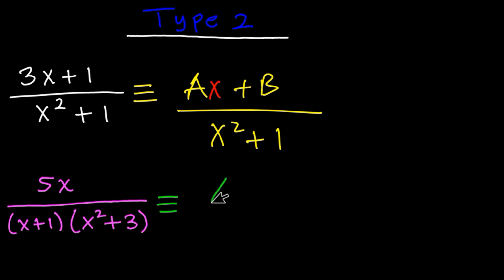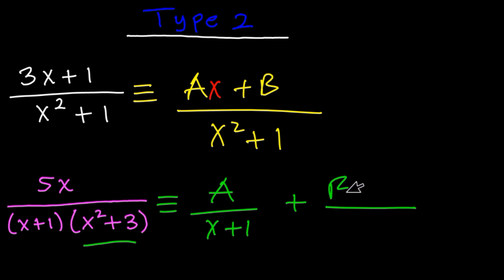Therefore, it will have a constant numerator divided by x plus 1. Then plus, now this factor right here is a quadratic irreducible factor. Therefore, if the degree is 2, then we have to get a linear numerator. So the numerator is going to be bx plus c, all divided by x squared plus 3. This is type 2.